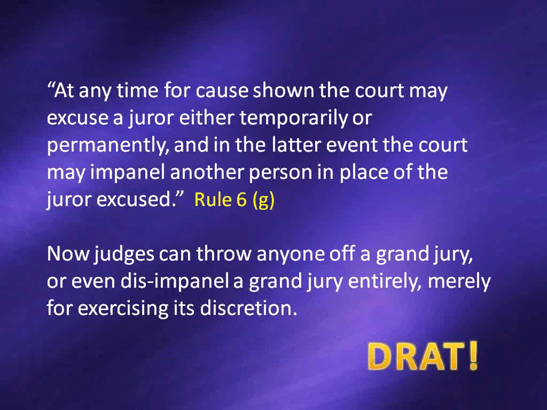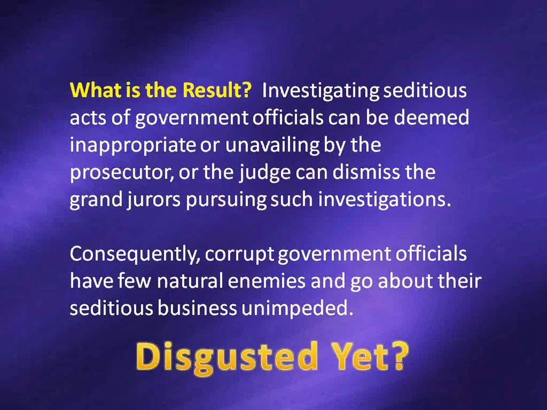They made a rule to take care of runaway juries too in 1946. "At any time, for cause shown, the court may excuse a juror, either temporarily or permanently. In the latter event, the court may impanel another person in place of the juror excused." Rule 46(6)(G). Now judges can throw anyone off a grand jury or even disempanel a grand jury entirely merely for exercising its discretion and going after corrupt government officials.